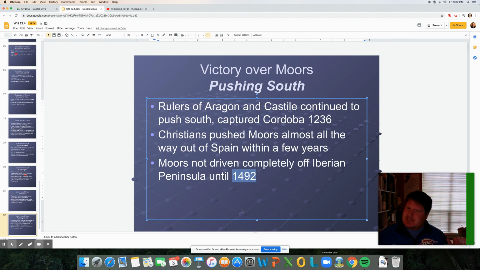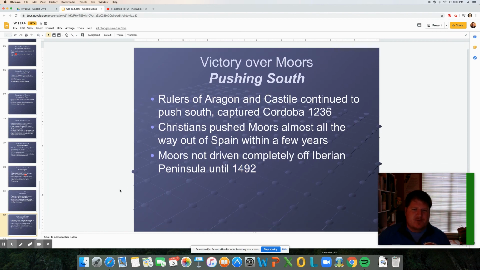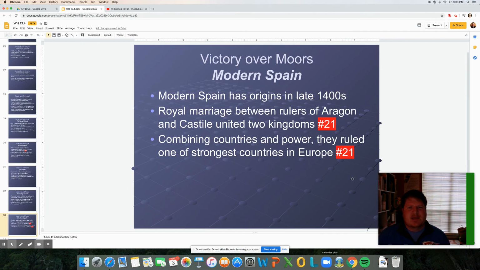Even though Columbus was Italian, he got financial support to sail across the Atlantic, thanks to the Moors being pushed out during the Reconquista. So that ultimately opened the doors for a lot of exploring. Here's your answer for number 21, and the last point. So you might want to write those down for number 21.